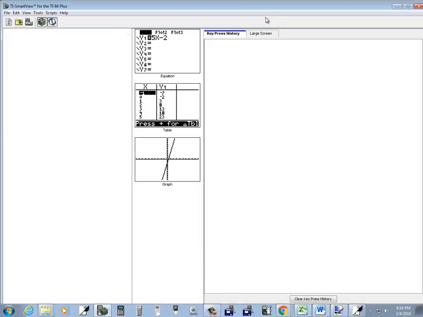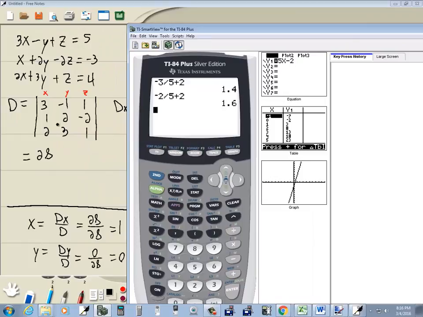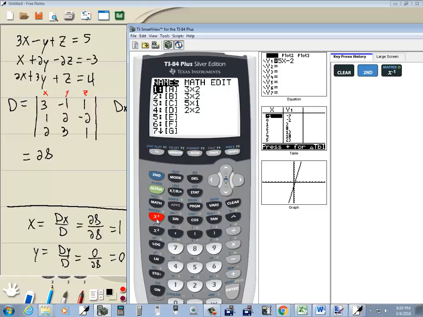As soon as this comes up, there we go. Now I'm gonna work with D first. Now, how you get into your matrix is you see there's a button that looks like X to -1. If you push the second button and then the X to -1, that's actually your inverse button, but it accesses the matrix above the button.